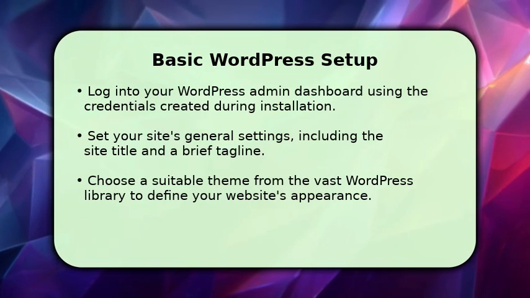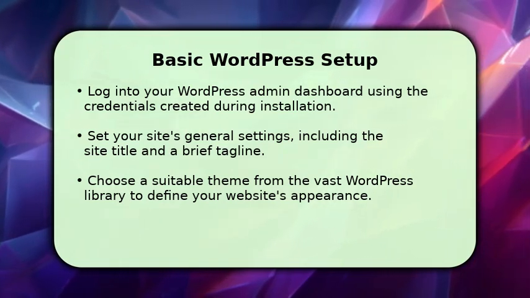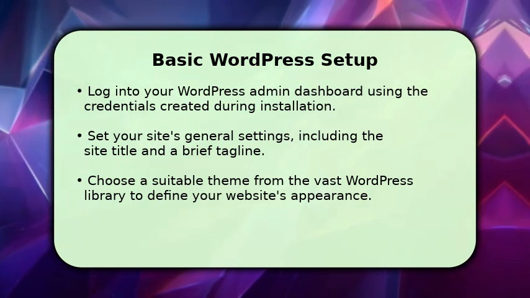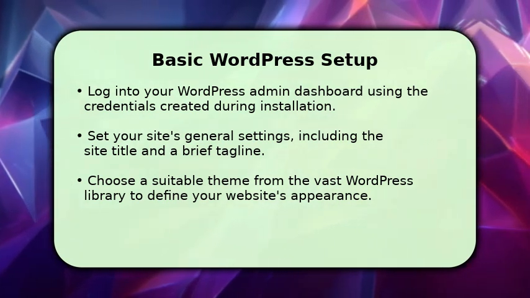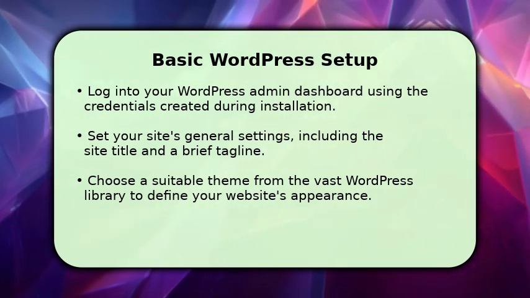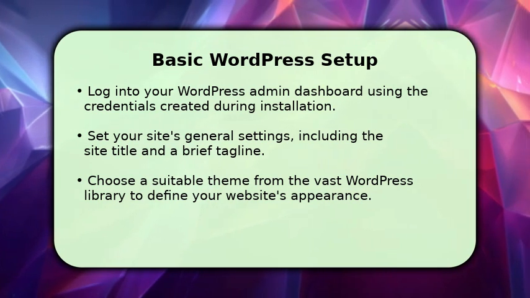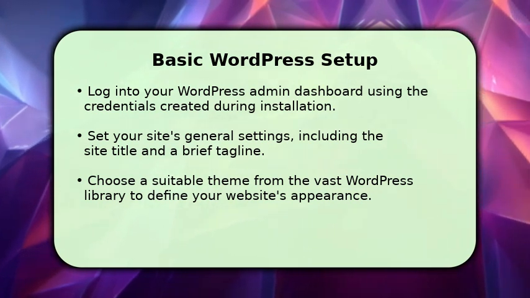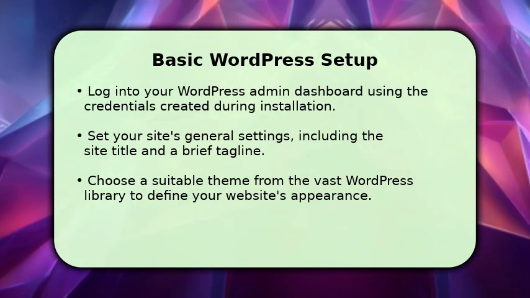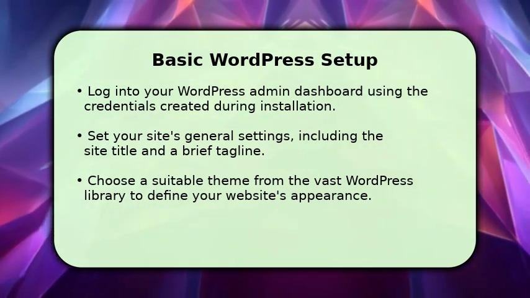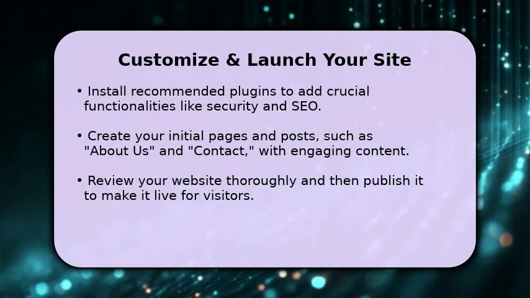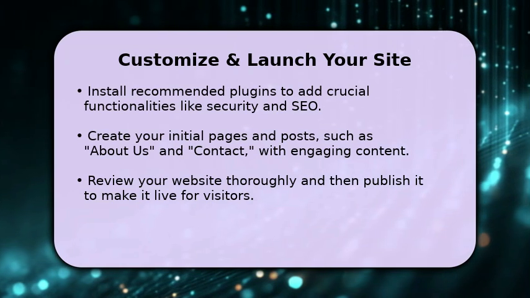After WordPress is installed, it is time for initial configuration. Log into your WordPress admin dashboard using the username and password you established. Navigate to the general settings to define your site's title and add a concise tagline, which helps describe your website. Then, explore the extensive WordPress theme library to select a design that best suits your brand and aesthetic, giving your site its unique look. With your theme in place, you are ready to customize and launch.